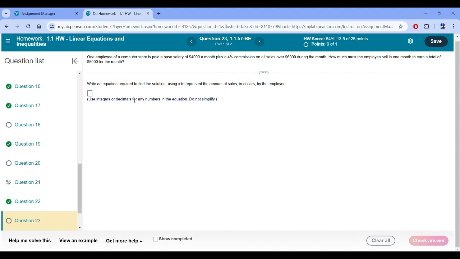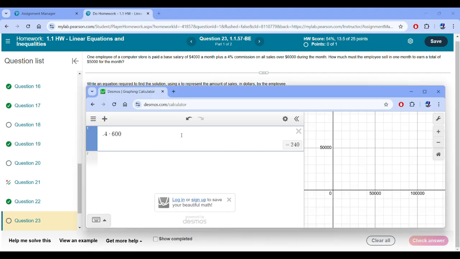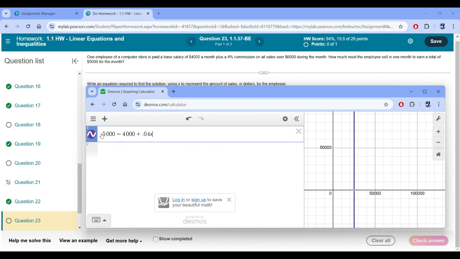An employee of a computer store is paid a base salary of $4,000 plus a 4% commission on all sales over $6,000 during the month. How much must the employee sell in 1 month to earn a total of $5,000 for the month? So the way that I would do that is I'm going to write my equation in Desmos. The person is trying to make a total of $5,000, which should be equal to $4,000 plus 0.04 of x. And if you look at that, the person must sell $25,000 worth of merchandise in order to get that much made.